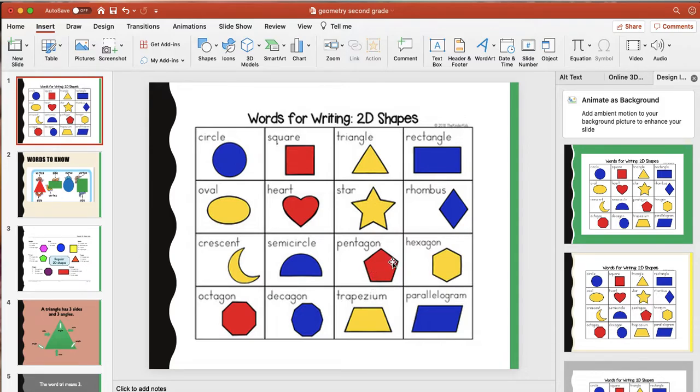Then we have a pentagon that has 5 sides, a hexagon that has 6 sides, an octagon that has 8 sides, a decagon that has 10 sides. Then we have what's known as a trapezoid. This also has 4 sides. And then a parallelogram, which has 4 sides as well and kind of looks like a rectangle.